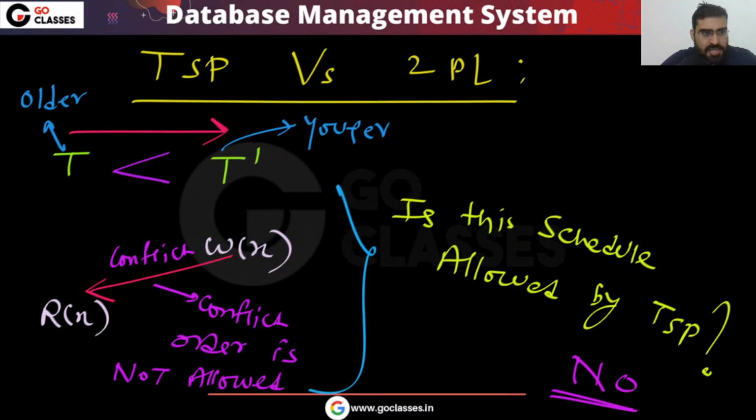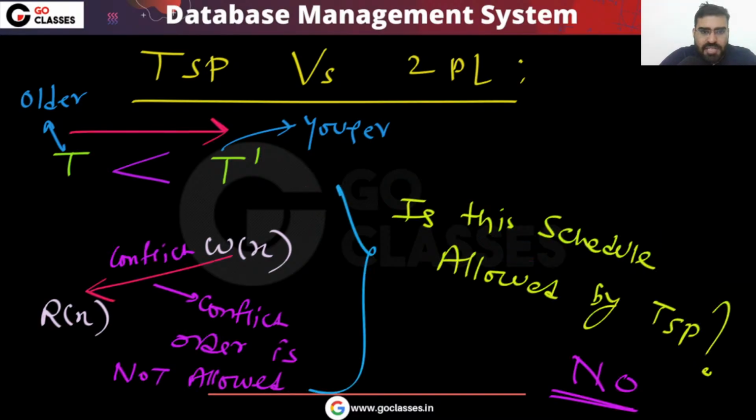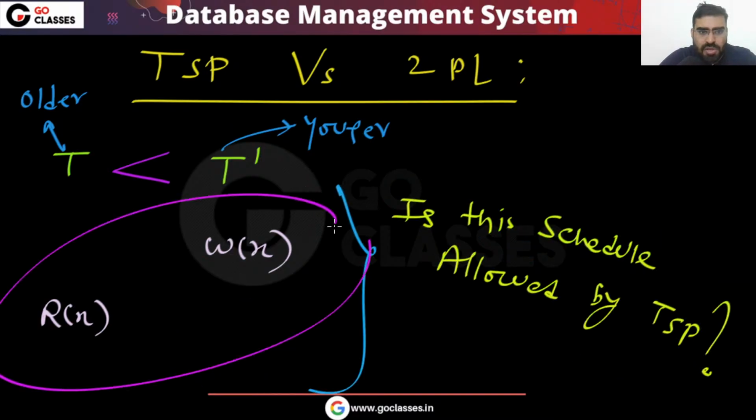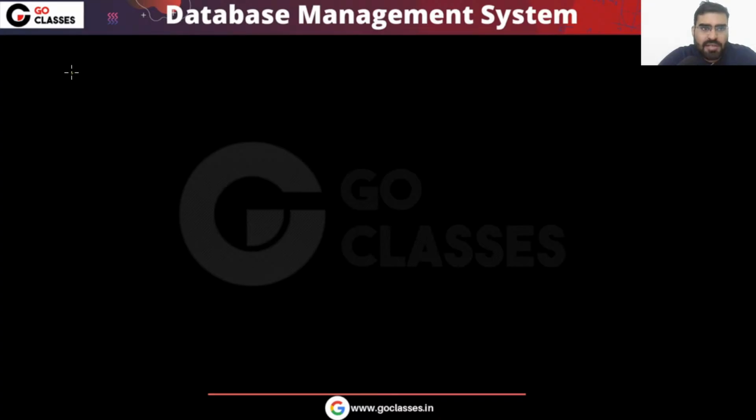Is this clear? Please tell me. Let me know, is this clear to everyone that this simple example is giving you everything. This simple schedule is allowed by 2PL, but it is not allowed by TSP. So can I say TSP has a predetermined mentality, right?